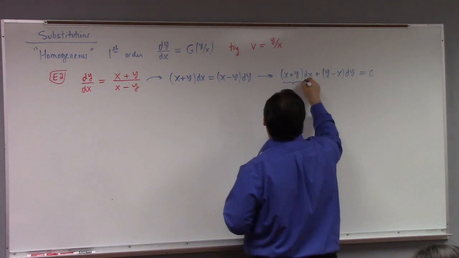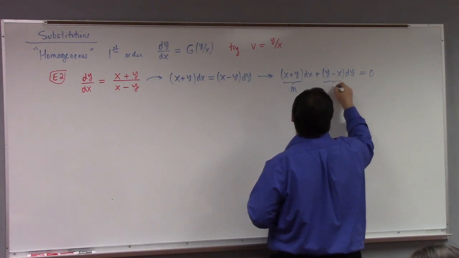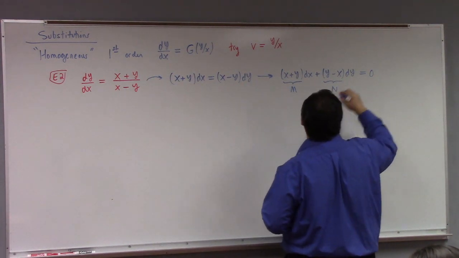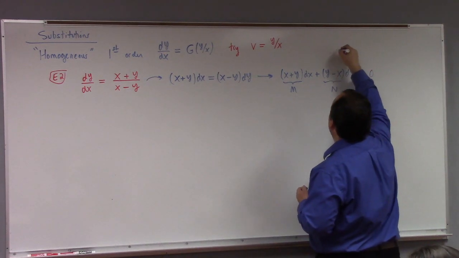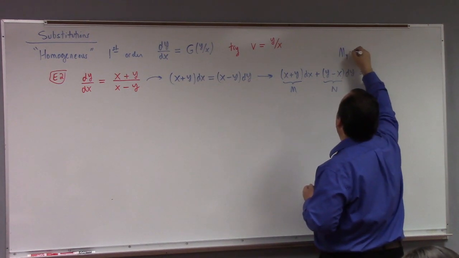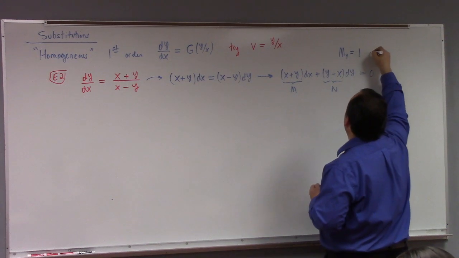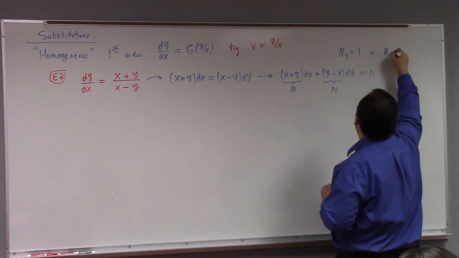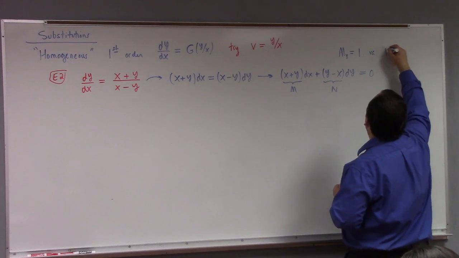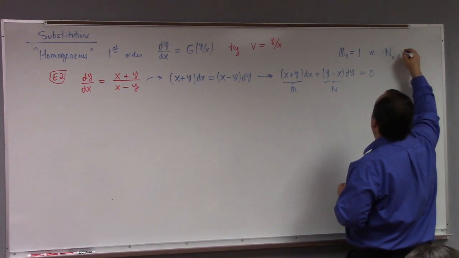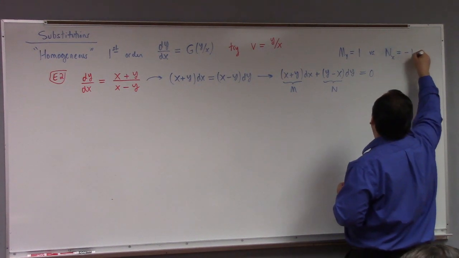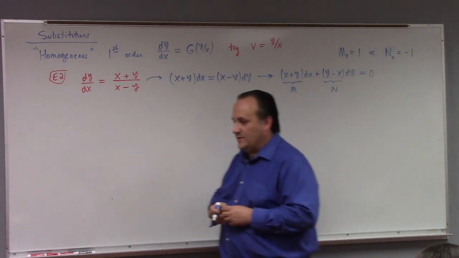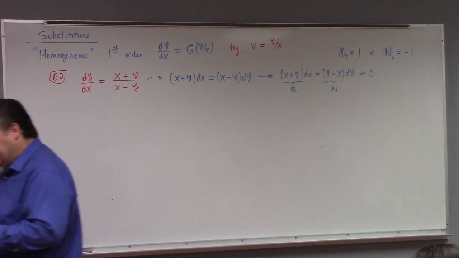So this is my M, this is my N, or you could say P and Q if you like. We check the closed condition, yeah? So M sub y, the y derivative, is 1, versus N sub x, N as in Nancy, not M as in Mommy. Let's see here, that is minus 1. And 1 is not equal to minus 1. Oh man, it's not exact, we can't do it.